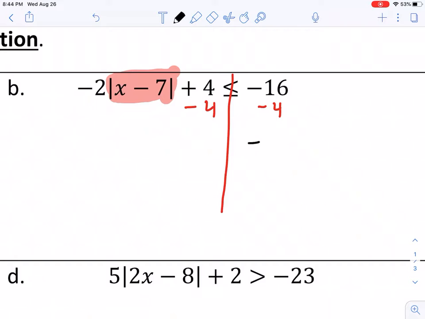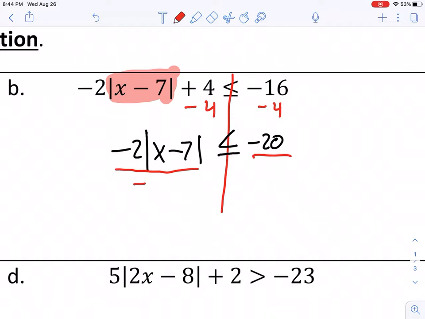Which would leave me with a negative 20 on this side, negative 16 and 4. And then I still have the absolute value of x minus 7 in the bars and a negative 2 sitting outside. So now I'm going to get rid of that negative 2 that's multiplying by dividing it to both sides.